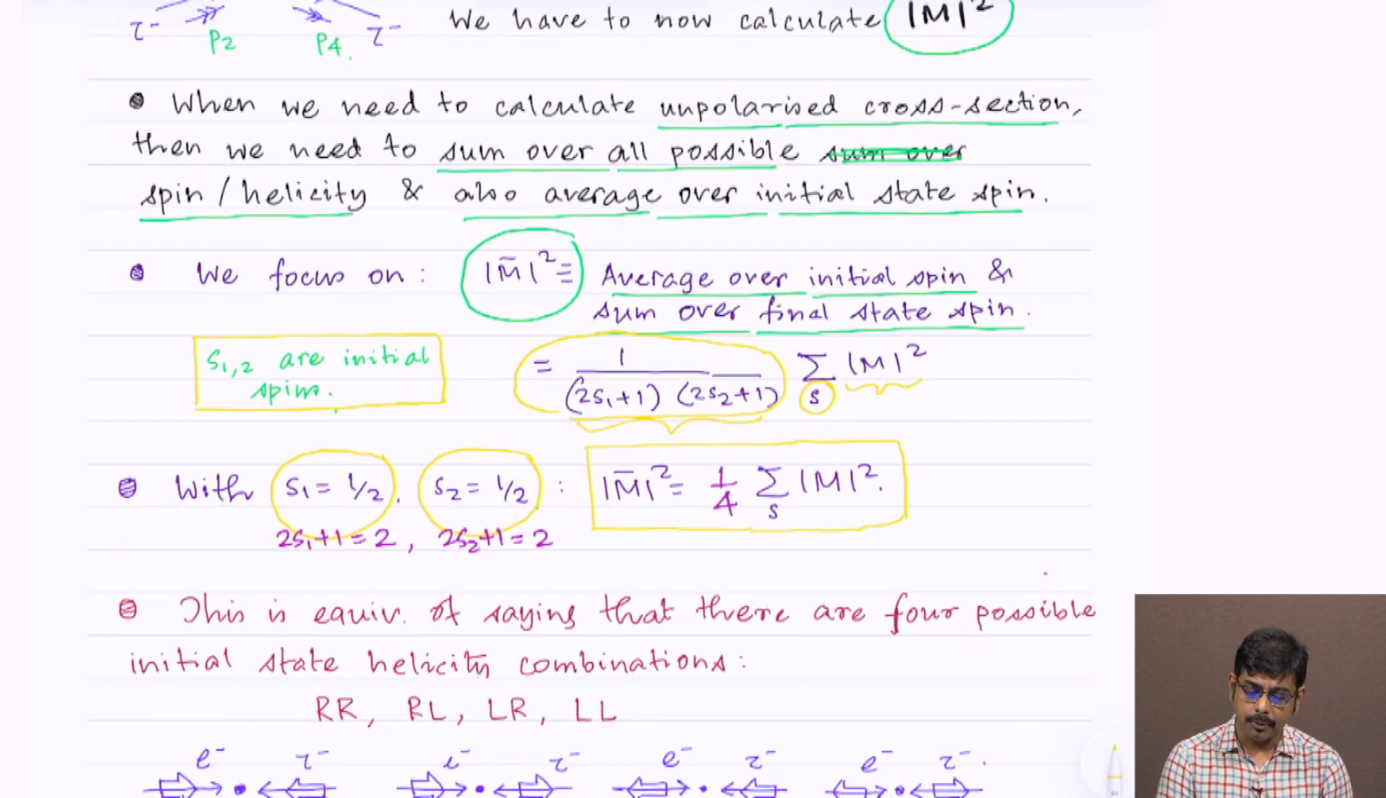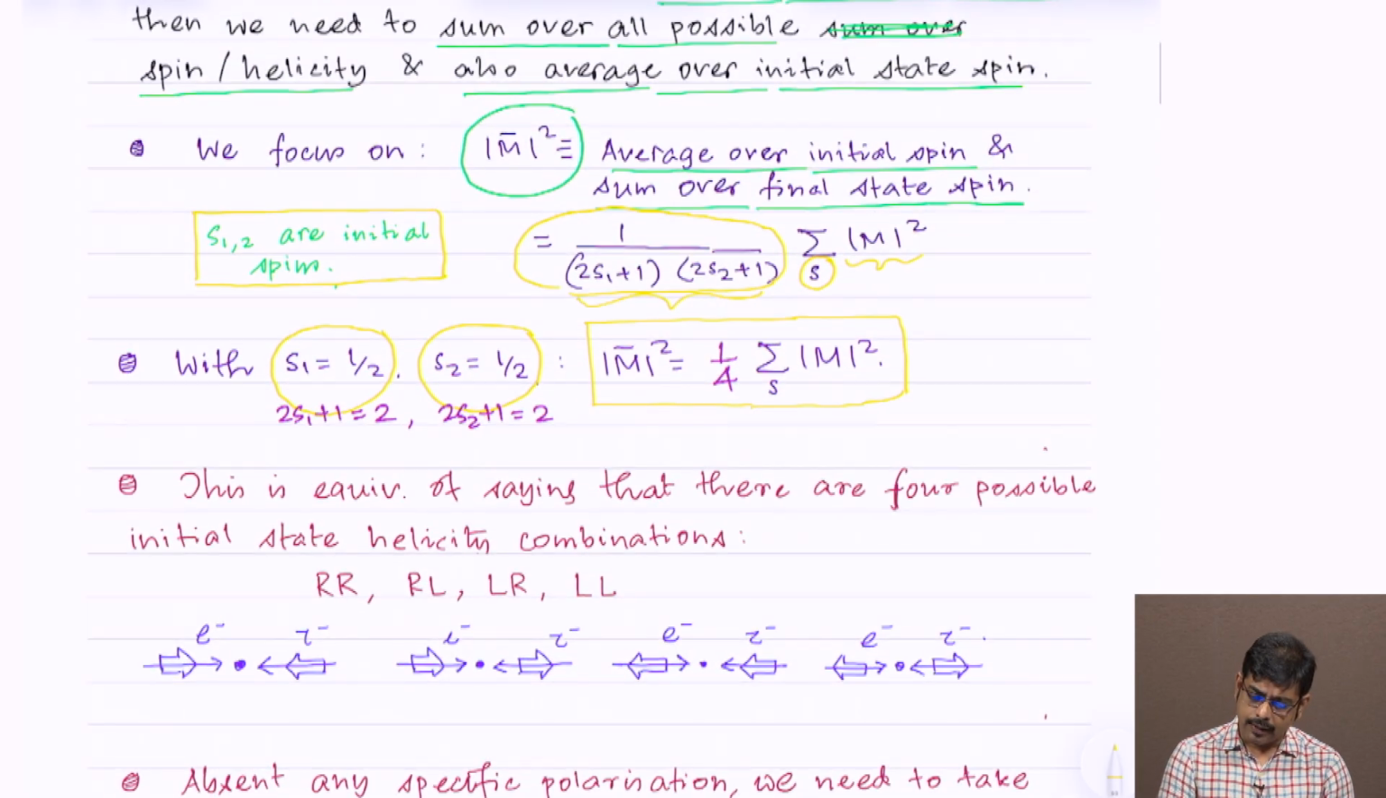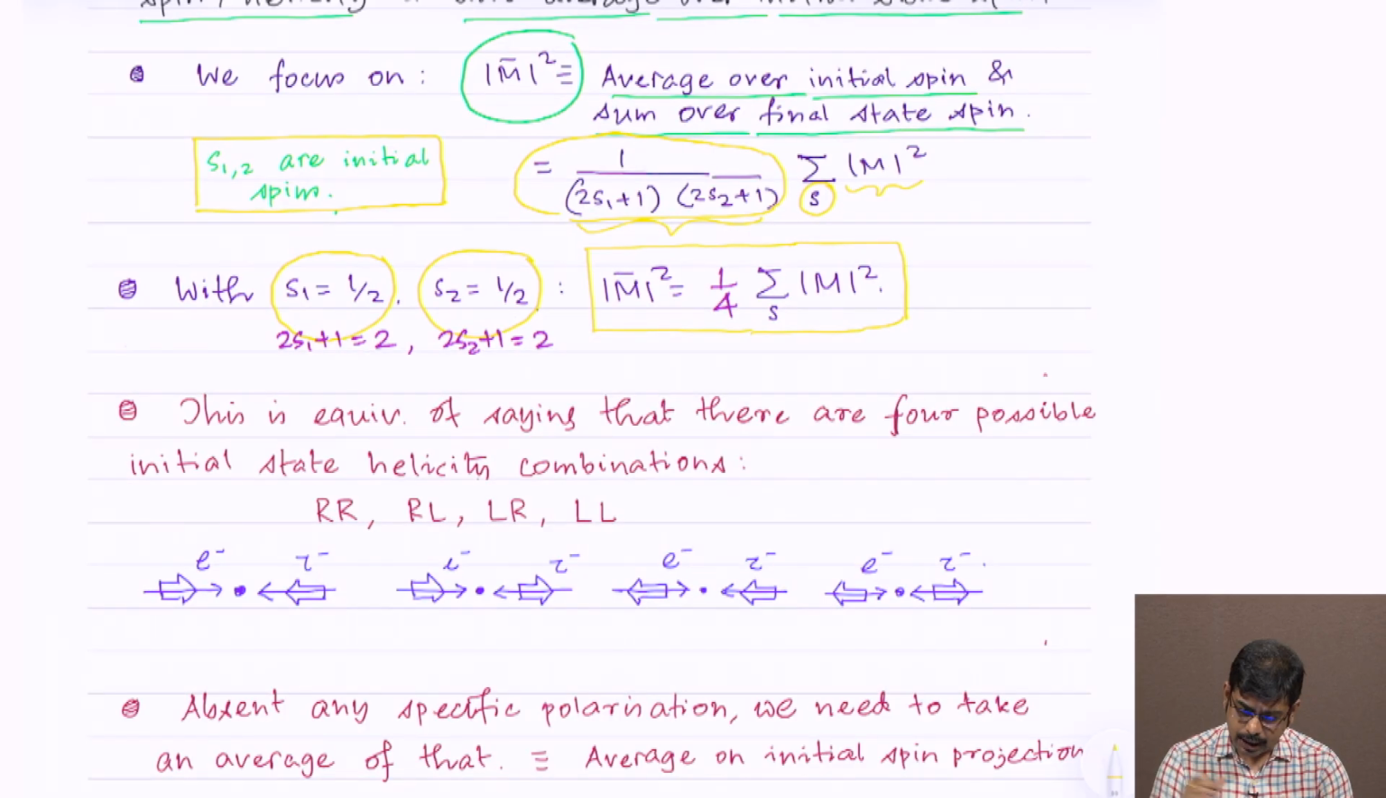If it is not mentioned, then it has to be understood that you are trying to find the unpolarized cross section, where you sum over all possible final state spin configurations and take an average over the initial state spin configurations. That is where exactly this factor of 1 by 2S1 plus 1 into 1 by 2S2 plus 1, where S1 and S2 define the initial state spins, has to be taken into account.